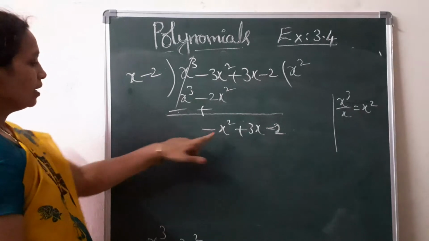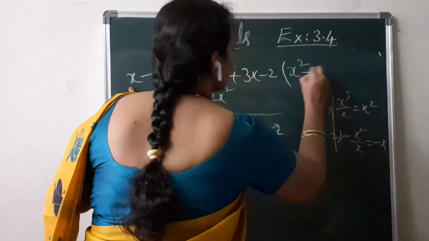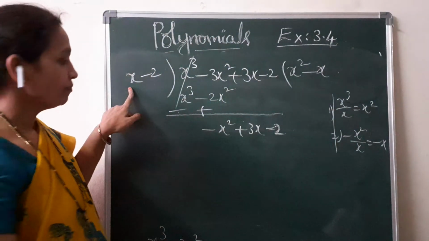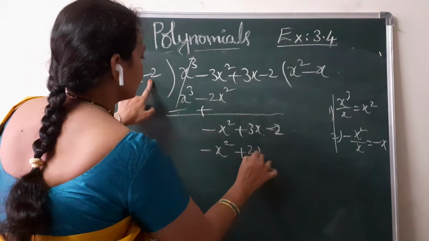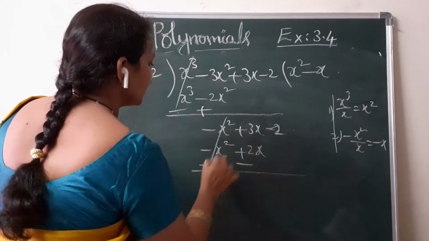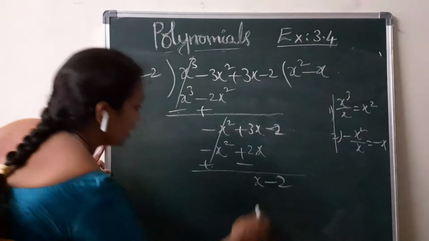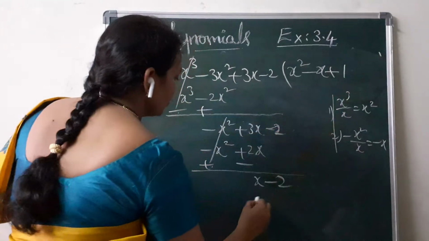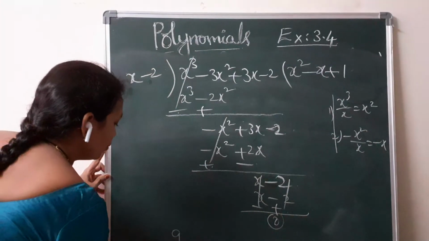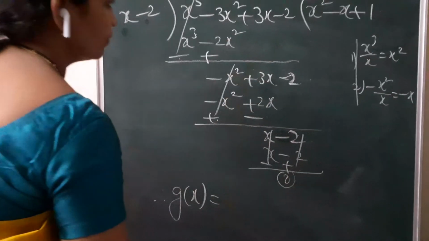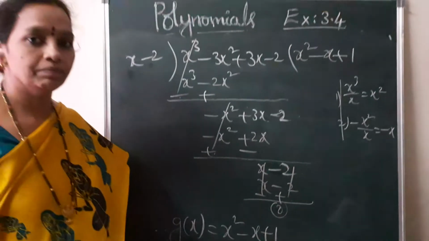Next, second step is minus x square by x is minus x. So write down minus x in place of quotient. Then minus x into x is minus x square. Minus 2 into x is minus 2x. So plus minus gets cancelled and x minus 2 is left over. In that x minus 2 is only one time. So plus 1. So x minus 2 minus plus gets cancelled. And therefore required polynomial g of x is nothing but quotient of the polynomial. So quotient is x square minus x plus 1. This is the required polynomial.